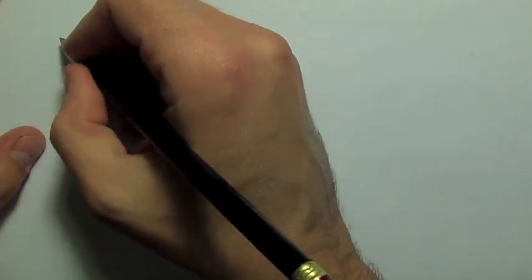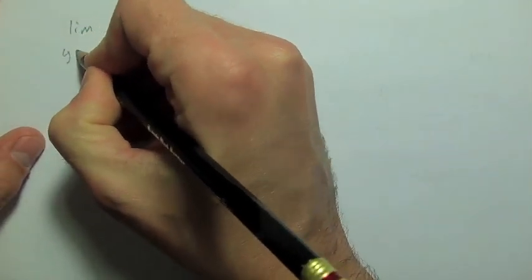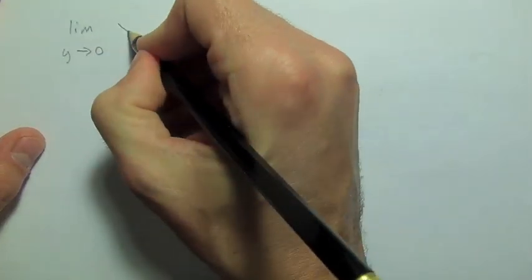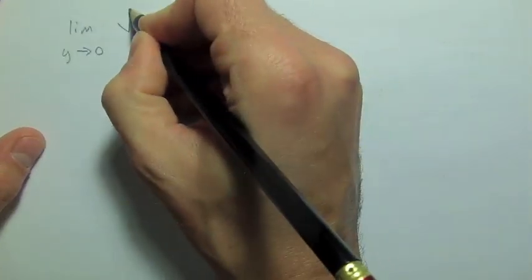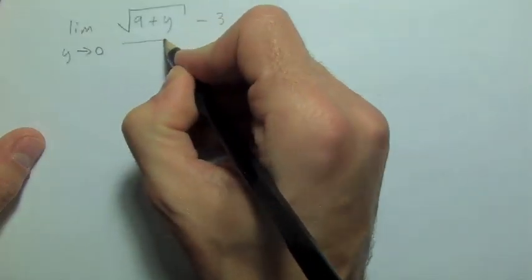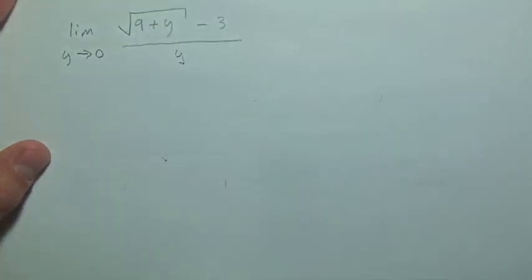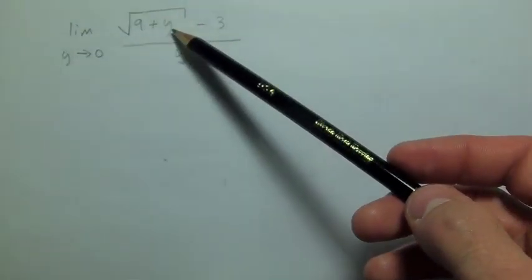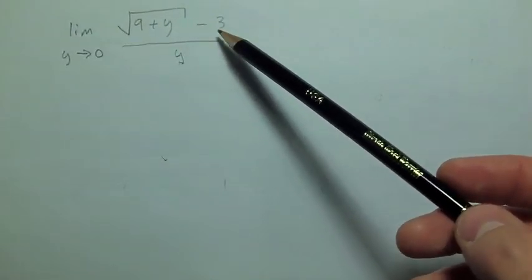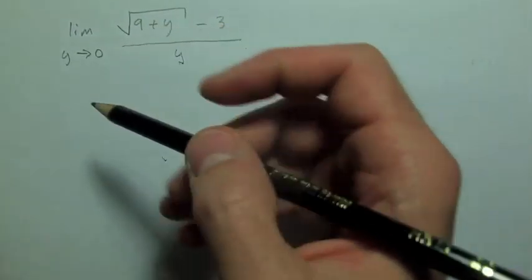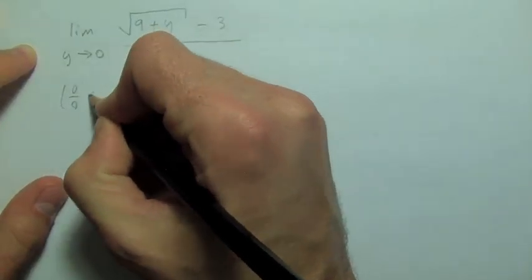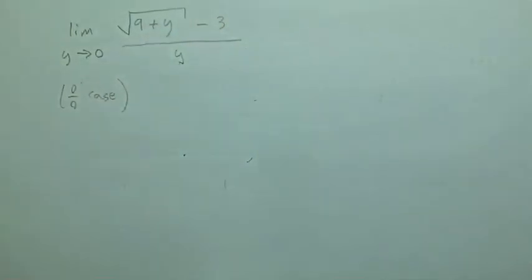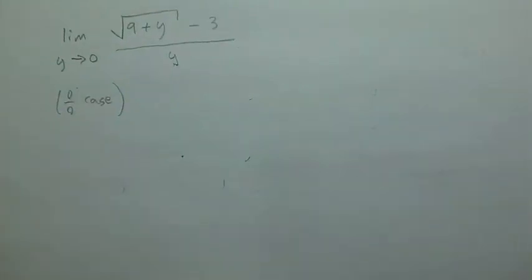Let's say I want to find the limit as y goes to 0 of the square root of 9 plus y minus 3 all over y. Now, we definitely can't plug in y because we'll be dividing by 0, and if we do it up top, I'll get the square root of 9 plus 0 minus 3, so that's 3 minus 3, so this is also a 0 over 0 case. And remember, with our 0 over 0 case, we basically have to factor and cancel, or use a conjugating factor.